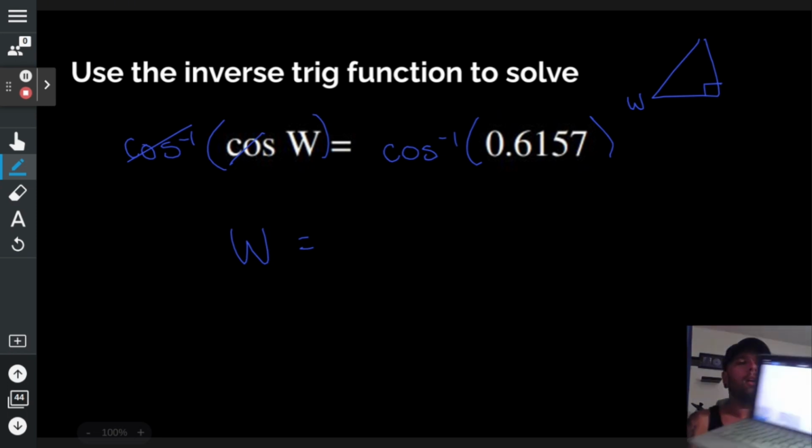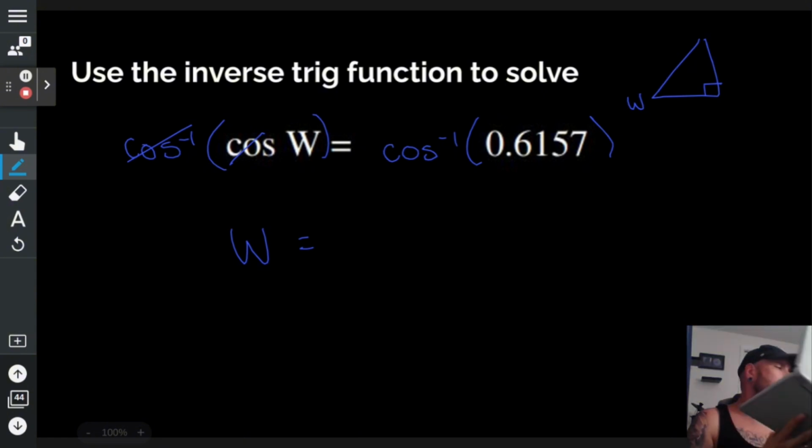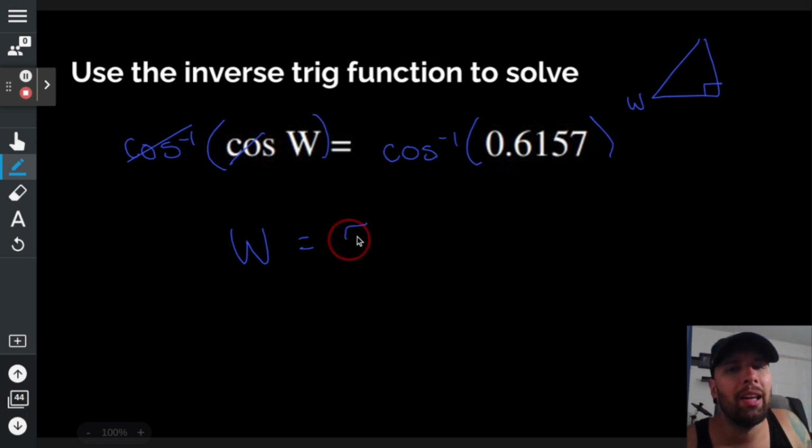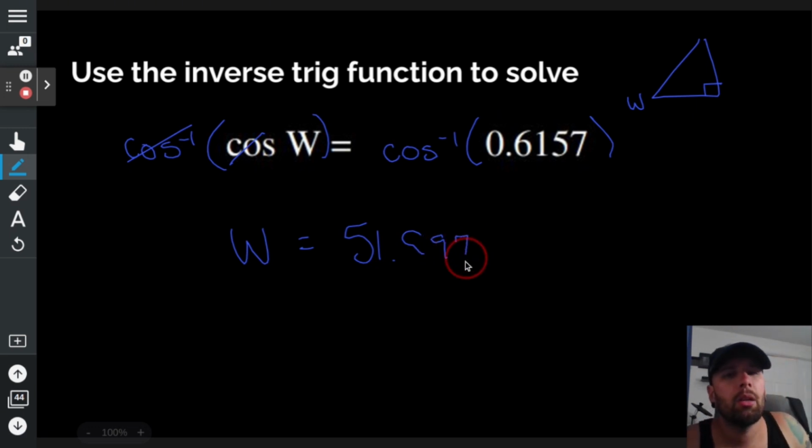Okay, I don't know how well you can see that. There you go. And I'm just going to hit enter, and it's going to definitely not be a pleasant number. It's not, but it looks like it's roundable. So 51.997, which I'm just going to round up to 52 degrees.